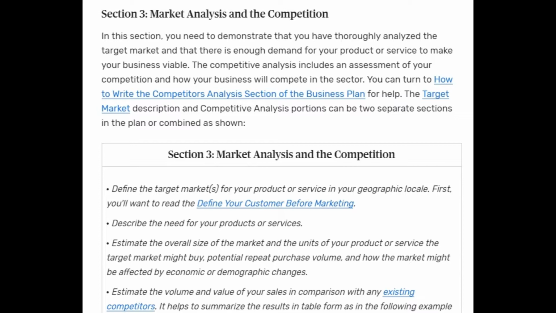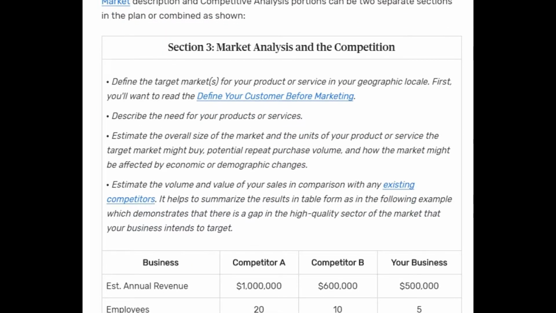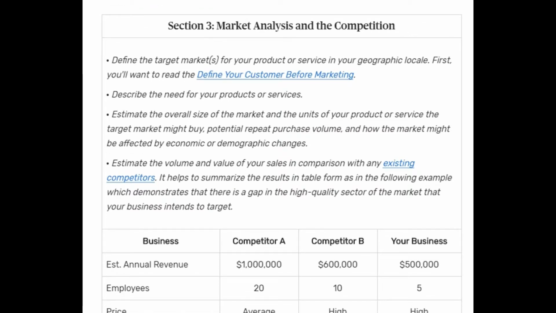So market analysis and the competition is defining the target markets for your product or service in your geographic locale. First, you'll want to read. You just go to that link and go through the details. Describe the need for your products or services. Why your product is essential for the customers.